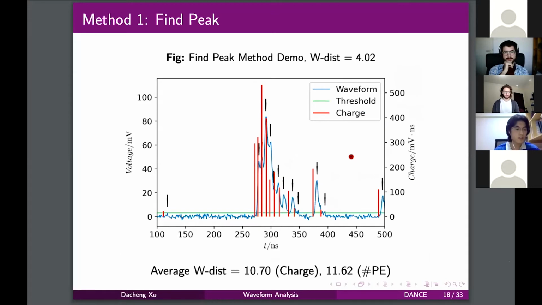Okay, and the first intuitive method is the find peak method. First, we find the peak of the waveform. The black arrow shows here. And then we move it leftward. The delta T we move is the peak time of a single PE response. And the average Wasserstein distance is approximately 11 for charge and PE number.